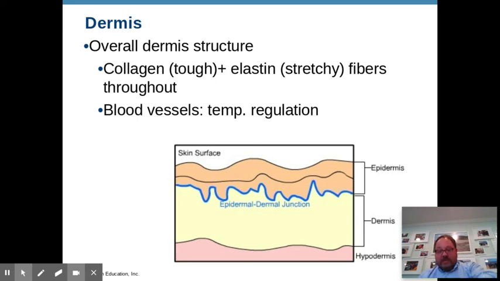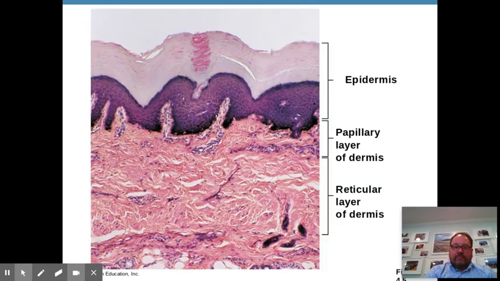If the blood vessels in the dermis dilate, you're bringing more blood to the surface to have it radiate out, trying to cool you off. If you have the blood vessels constrict, it brings less blood to the surface, so you keep the warm blood in the body to try and retain heat. So it's really a cool way for your body to try and thermoregulate.